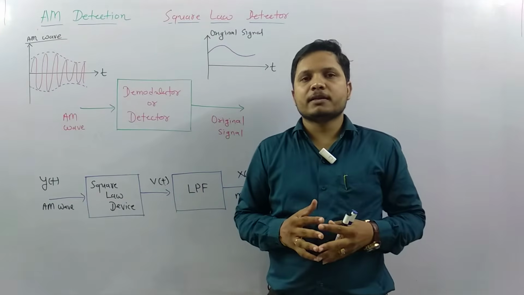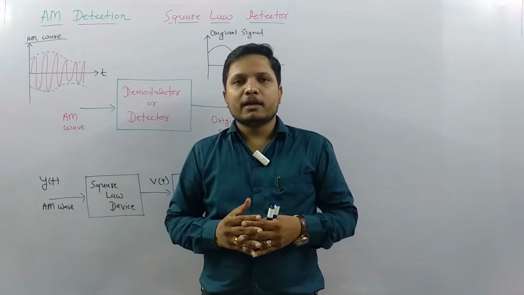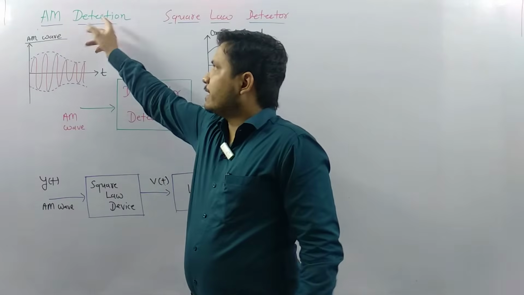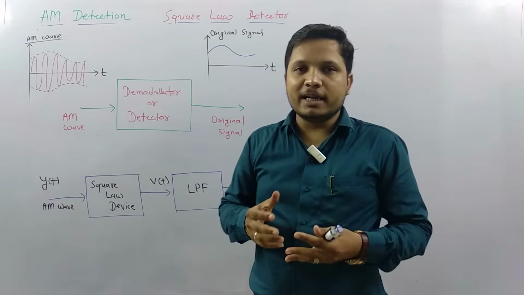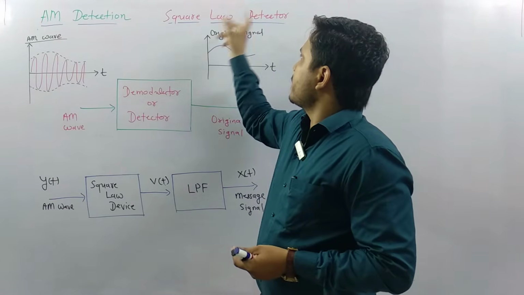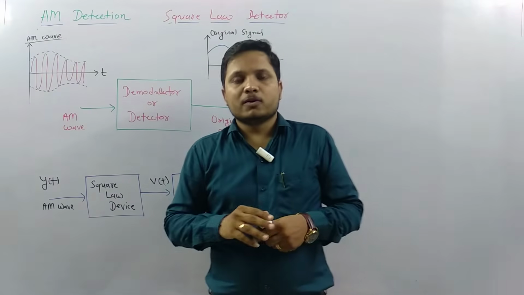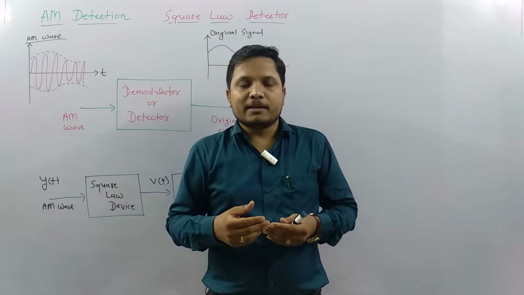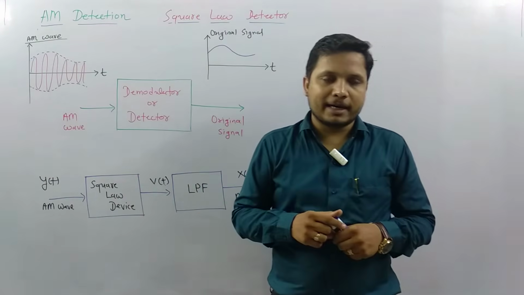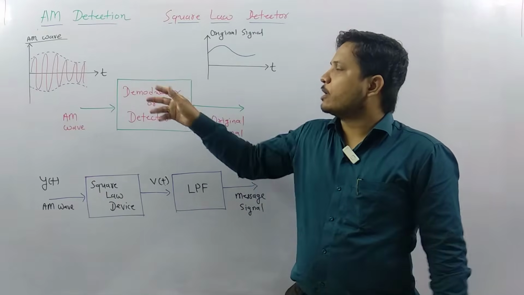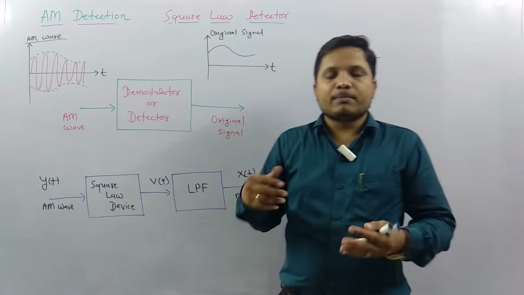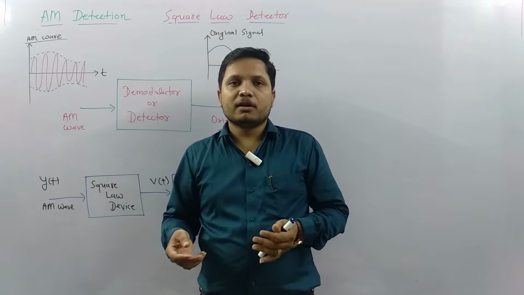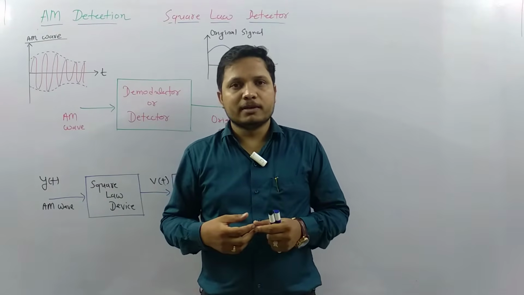Here in this session I'll be going to explain AM detection. So amplitude modulation detection, that is what I'll be explaining in this session by Square Law Detector. So in this session I'll be explaining AM signal detection by Square Law Detector. Now see, what is amplitude modulation detection? So that is a process to extract original information from AM signal.